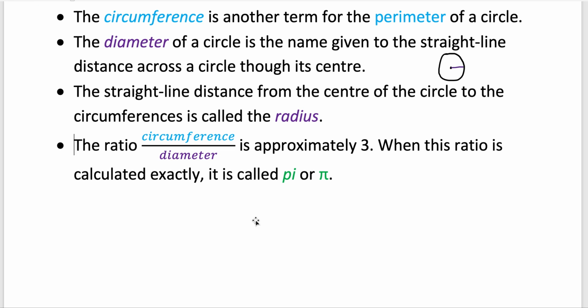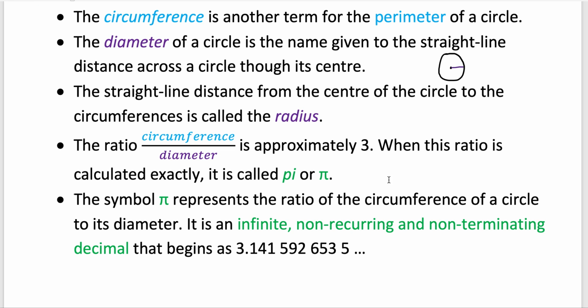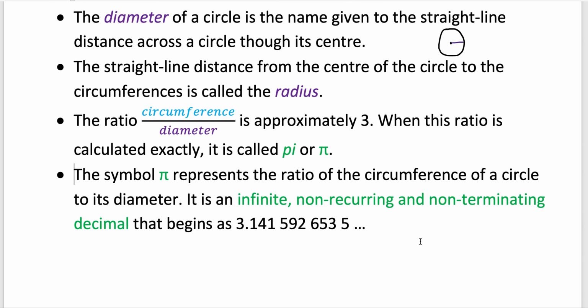Wonderful. Now, the symbol pi represents the ratio of the circumference of a circle to its diameter. So in other words, it's exactly what we had before. It is an infinite, non-recurring, and non-terminating decimal that begins as 3.141592653, and it goes on forever.